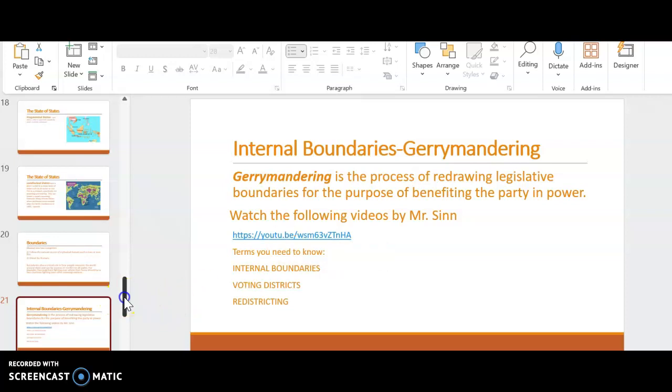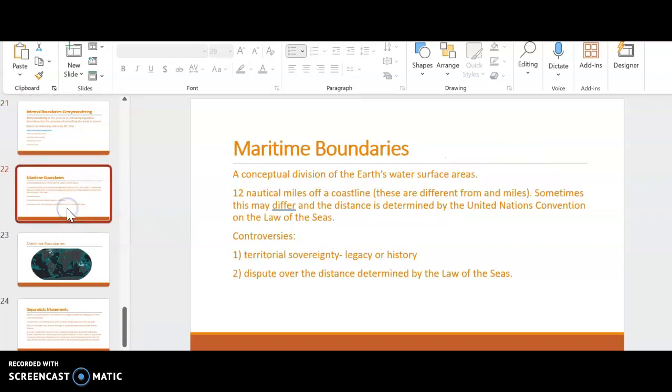Okay, so that's gerrymandering. The next thing we're going to talk about is maritime borders, and that also deals with, remember we were talking about Antarctica and all the different territories that people own. Maritime borders are also something that comes under question and scrutiny. 12 nautical miles off of a coast. Nautical miles are different than miles. So 12 nautical miles off of every coastline is owned by that specific country or state.